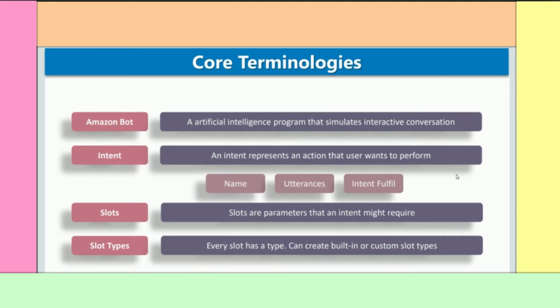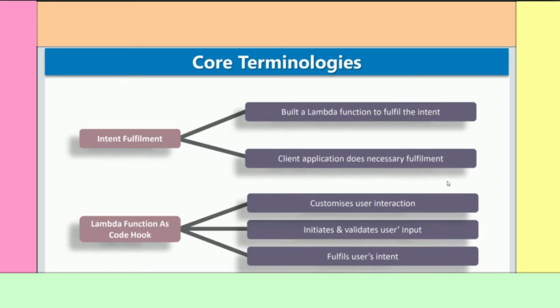And then we have intent fulfillment. There are two ways of fulfilling the entire intent. We can either build a Lambda function to fulfill the intent, or we can use the client application, which does the fulfillment. Fulfillment, as in the actual processing. For example, now we have recorded what the order is and what the order type is, right?